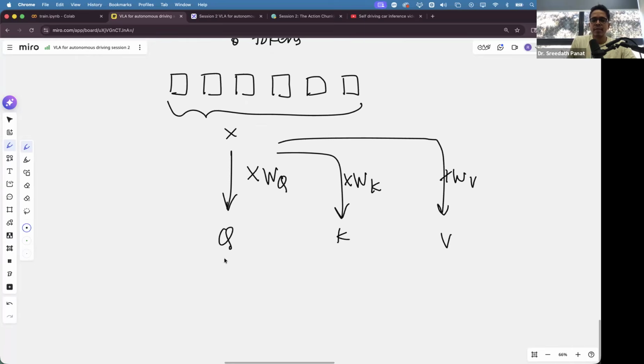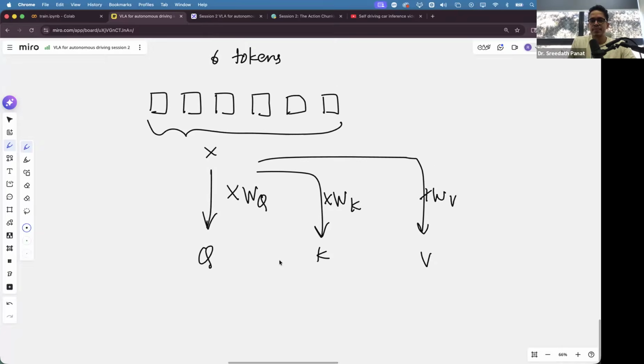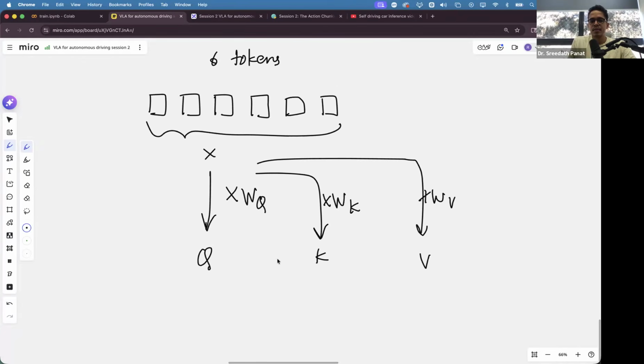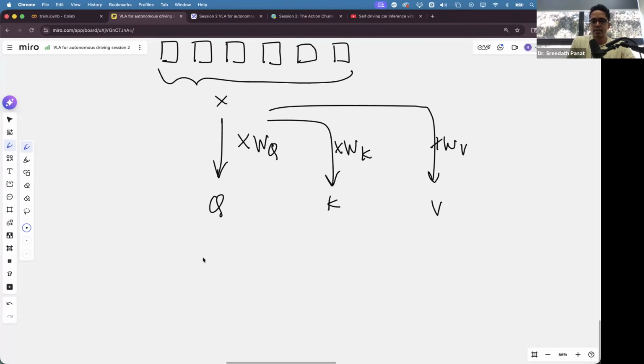So how many such query vectors will be there in this case? If this is my input, how many query vectors are there? Basically, every token we have to convert to query, every token we have to convert to key and value. So if there are 6 tokens, there are 6 query vectors, 6 key vectors, and 6 value vectors.